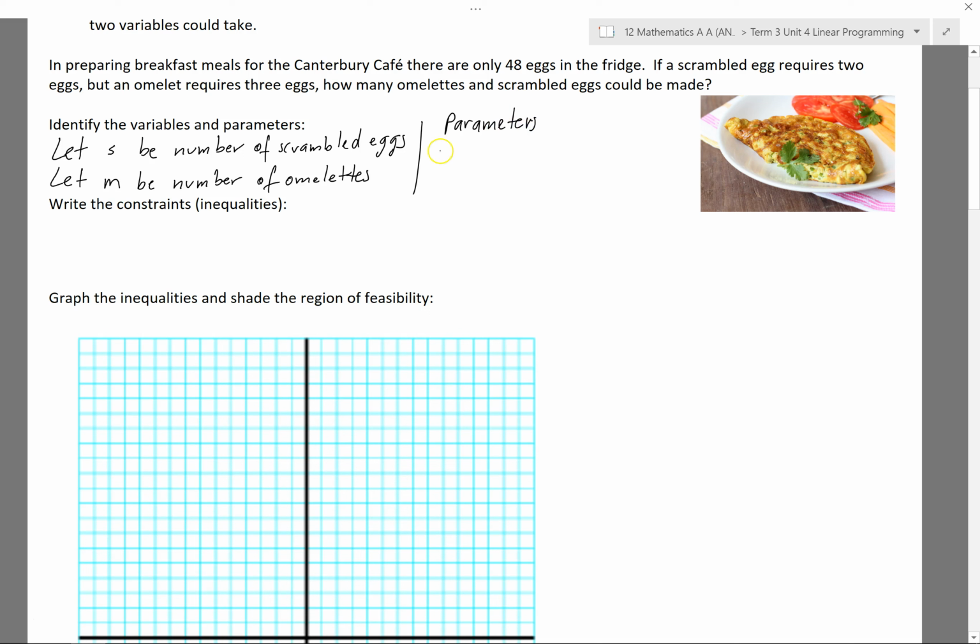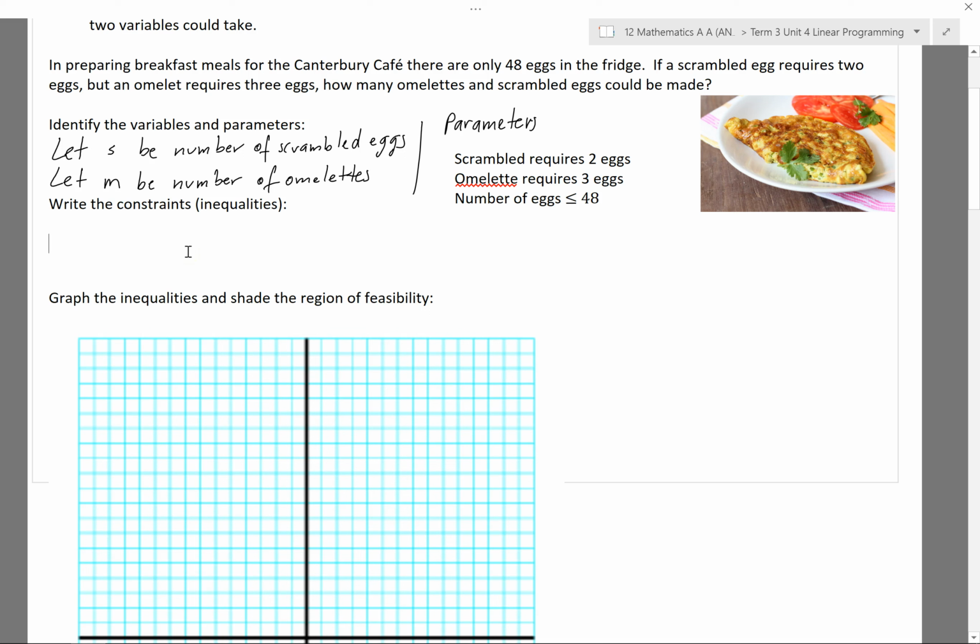They're my variables. In terms of parameters, I know that scrambled eggs requires 2 eggs. Omelette requires 3 eggs. And I also know that the number of eggs needs to be less than or equal to 48, because that's the maximum that I have in the fridge. Rewritten so we can actually read it.